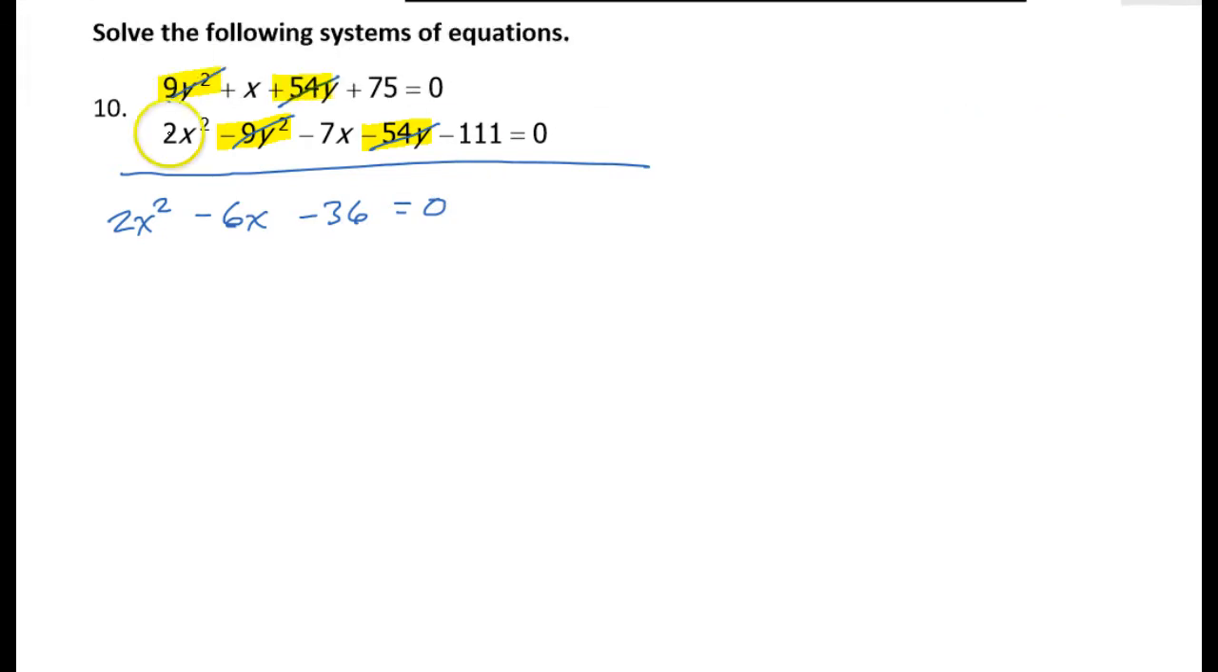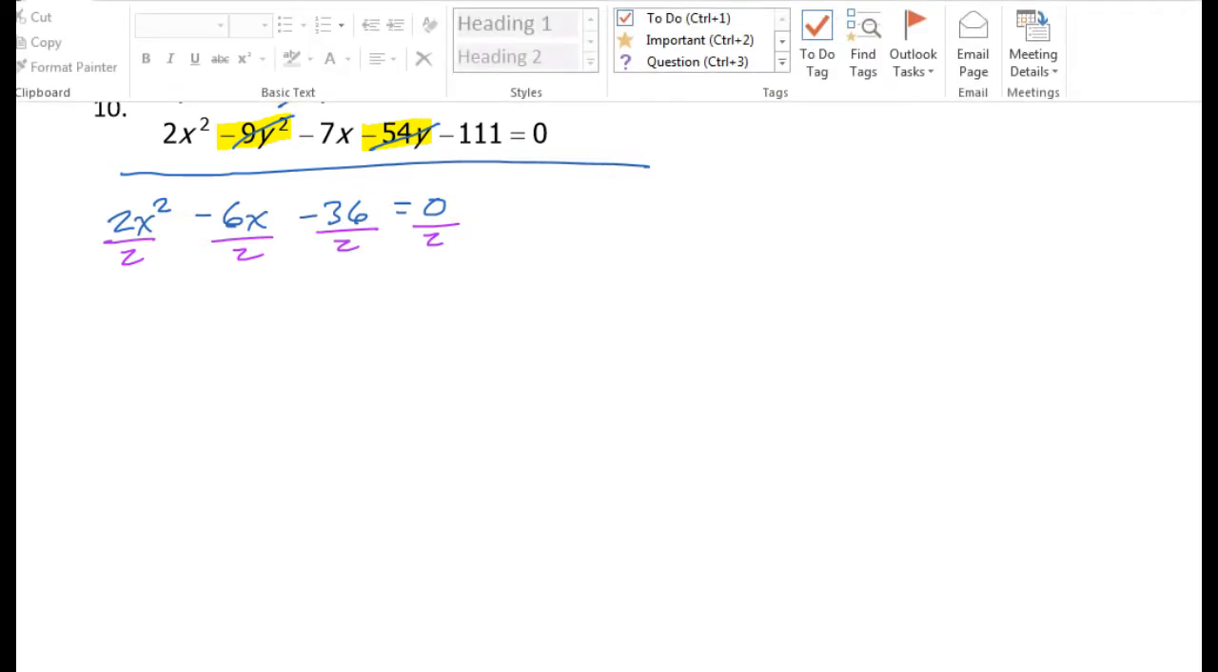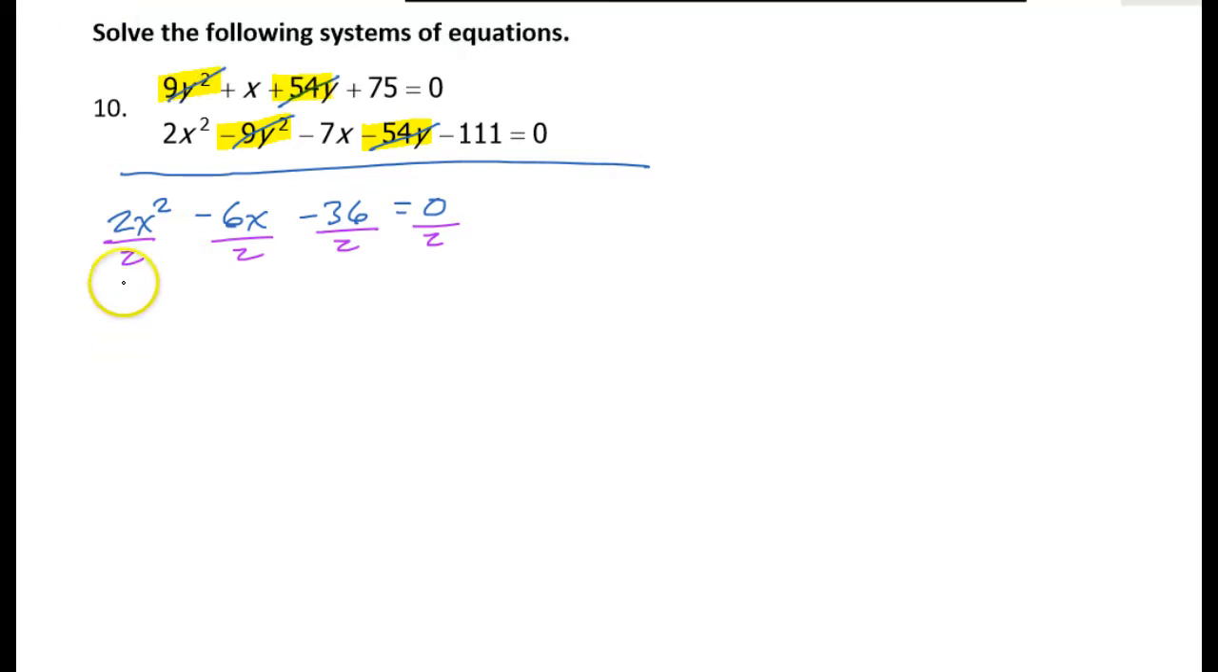There's no reason not to divide everything through by -2 just to make the numbers a little bit easier to deal with. So that's what I'm going to do. Just divide everything through by -2. That's going to give me x squared minus 3x minus 18 is equal to 0. This equation only has x's, so I should be able to solve this.